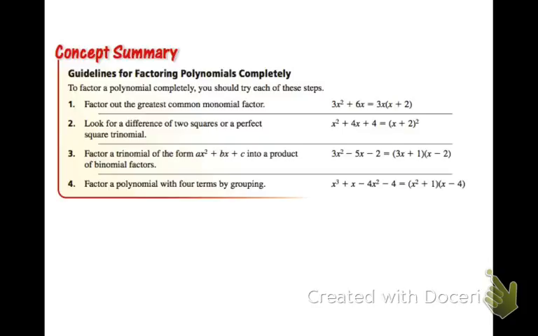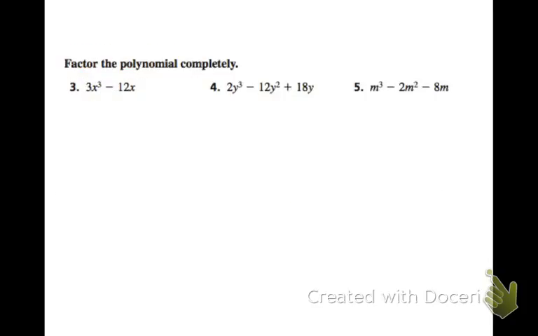That is your 7.7 lesson, so you can go back and review those notes as well, but you're undoing the pattern from when you were working forward. For 3, factor a trinomial in the form ax squared plus bx plus c into a product of binomial factors. Okay, and 4, factor with 4 terms by grouping. So we're going to apply some of these. So let's factor completely.